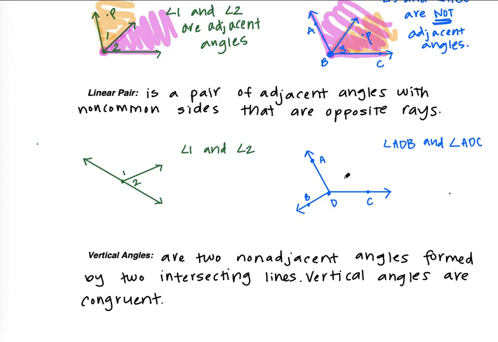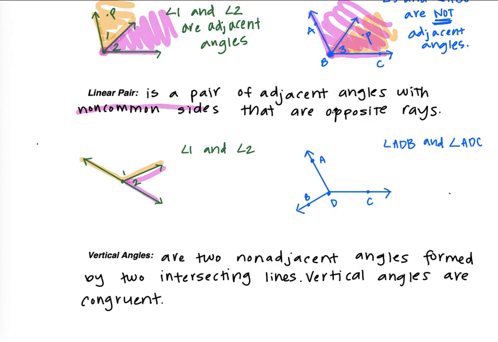And let's look at this green example first. We're looking at angle 1 and angle 2. I'm going to highlight again so I can think of angle 1 is this one, and angle 2 is this one over here. By definition, these two angles need to be adjacent angles, and they are. They're right next to each other. They're two different angles that are next to each other. So I have angle 1 and angle 2. They're adjacent. Okay, cool. With non-common sides that are opposite rays.